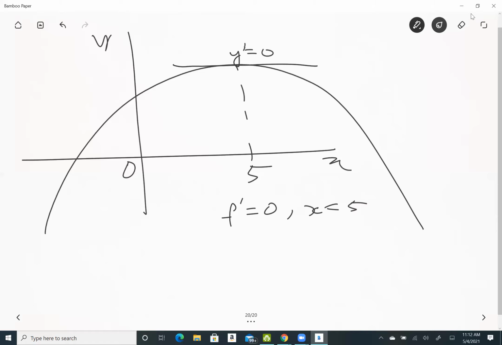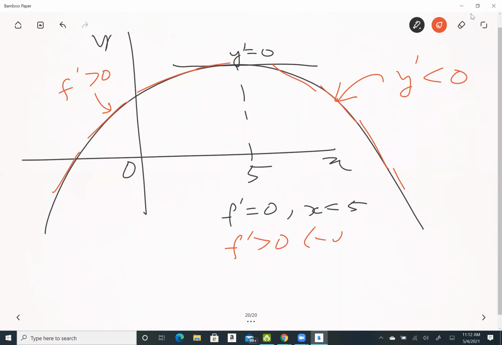Positive is from negative infinity to 5. So if you look at here, you break out into two, into the behavior of the slopes. So you see here, the slope is positive. What about here? The slope is negative. So you'll see f prime bigger than 0, and that will happen from the interval negative infinity to 5. And then f prime negative from 5 to infinity.